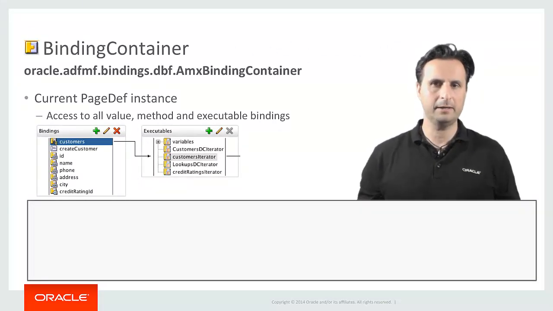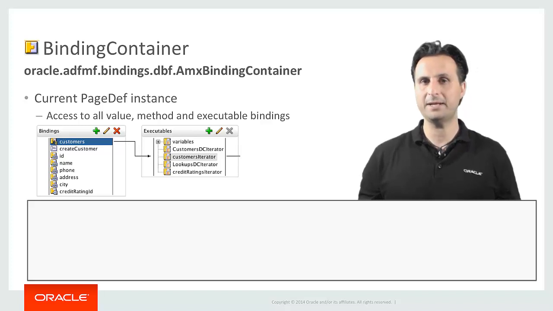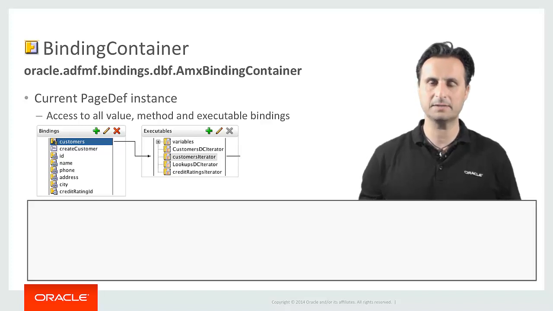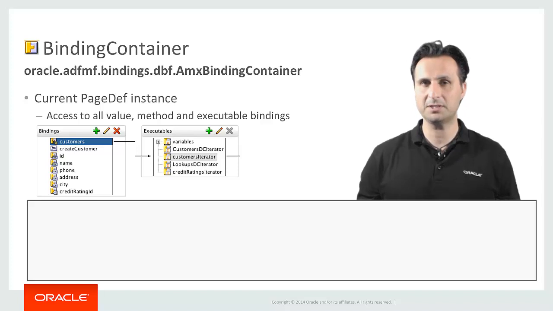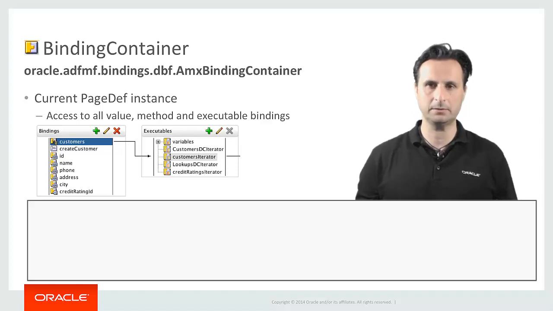Now, the binding layer is representing the current page definition instance. I covered that in a previous episode, but the page definition file is what at design time you use to create all the UI component bindings, the data bindings for a UI component on a page. At runtime, this is turned into a Java container, and the Java container is the binding container.